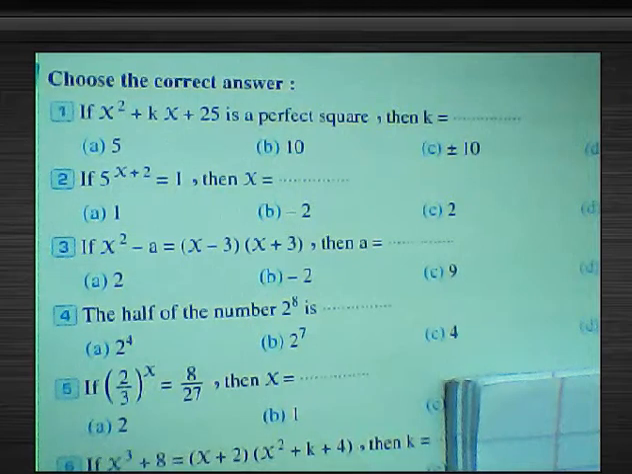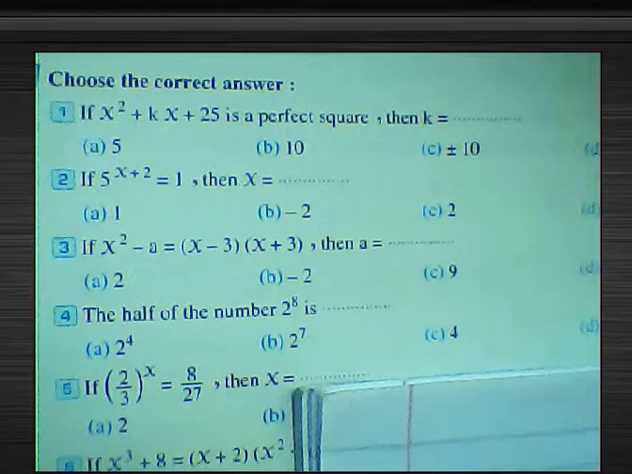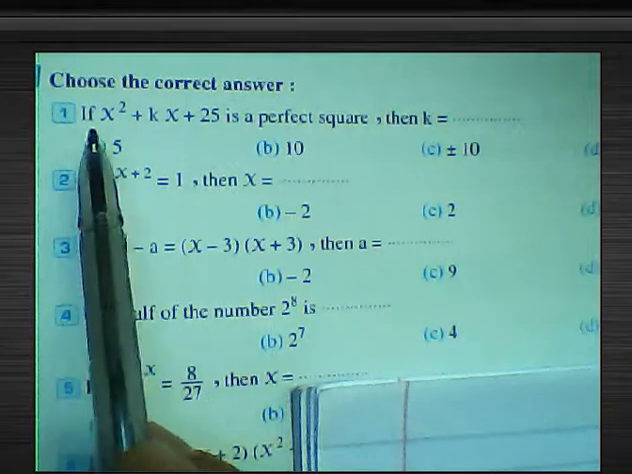Today we will solve a lot of questions without using a calculator, okay? We must pay attention to these questions and write them in your notebook. Question number 1, choose the correct answer.